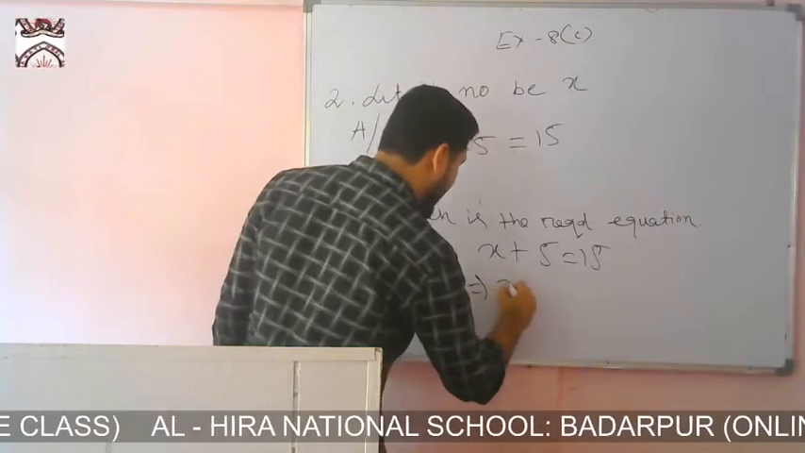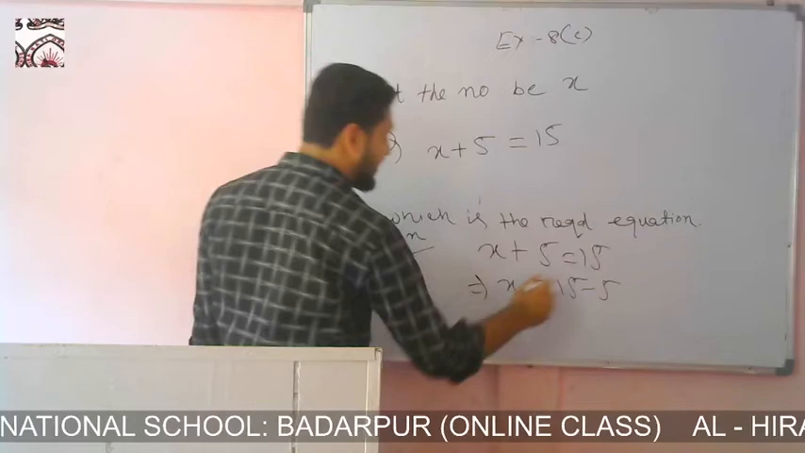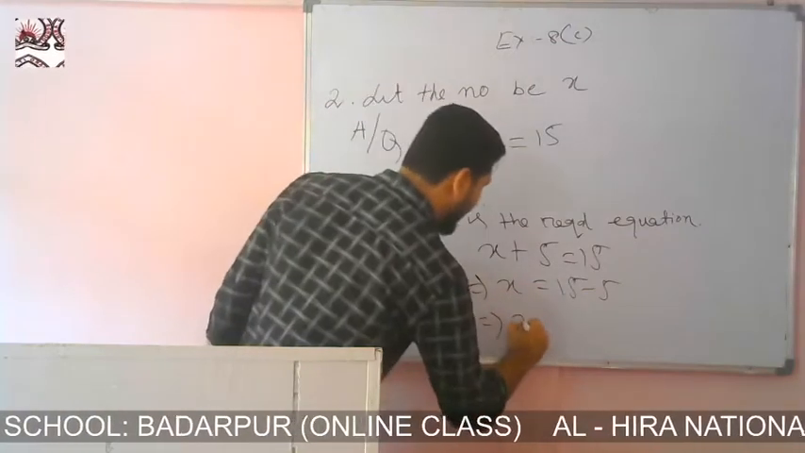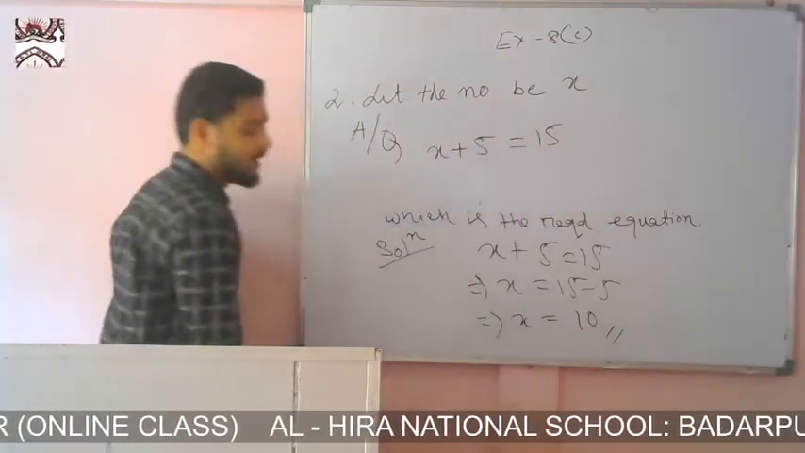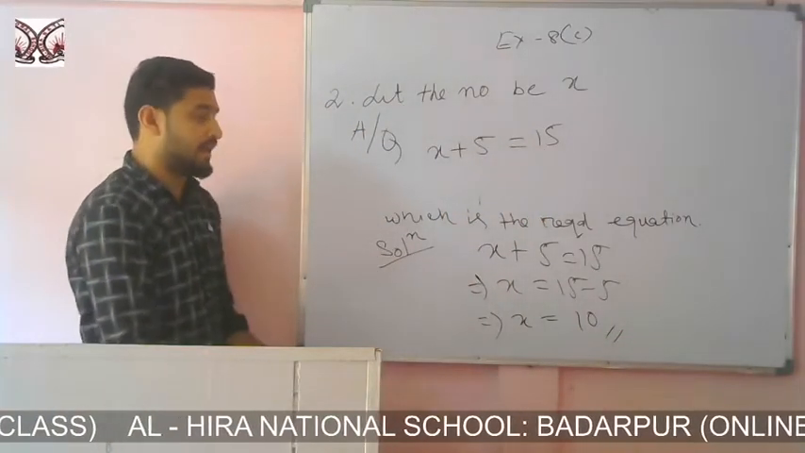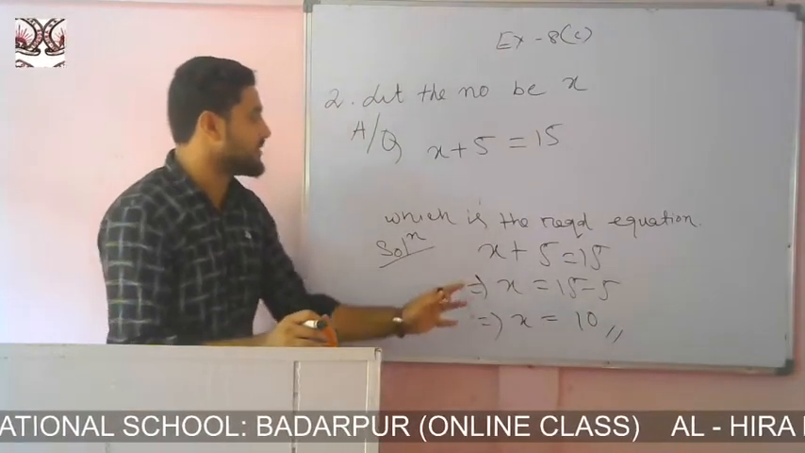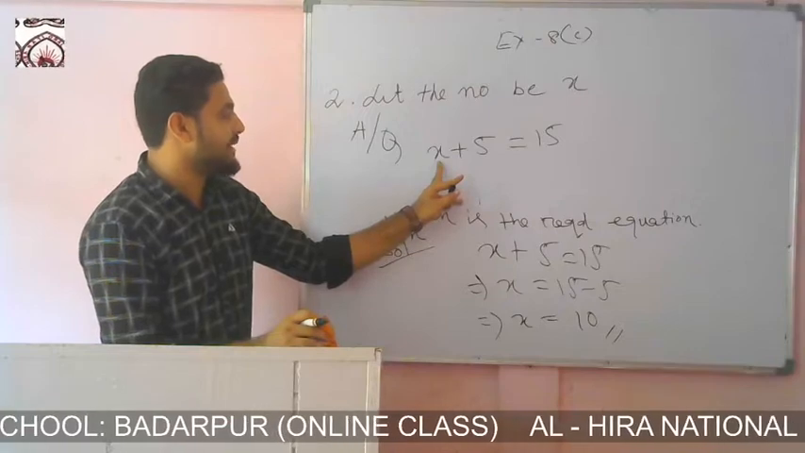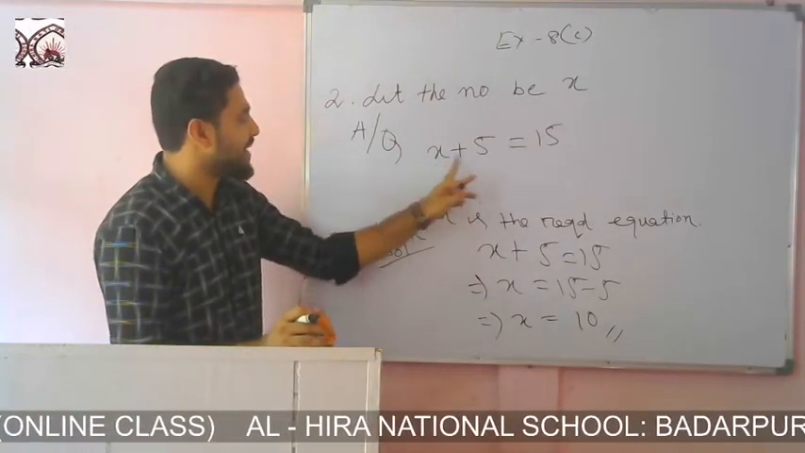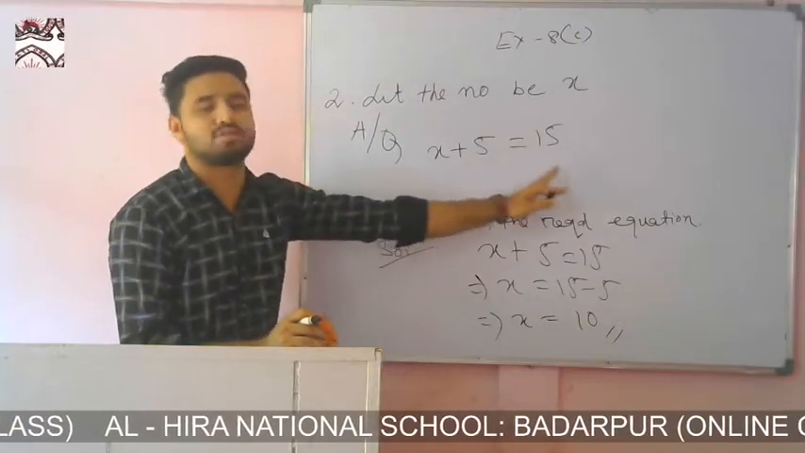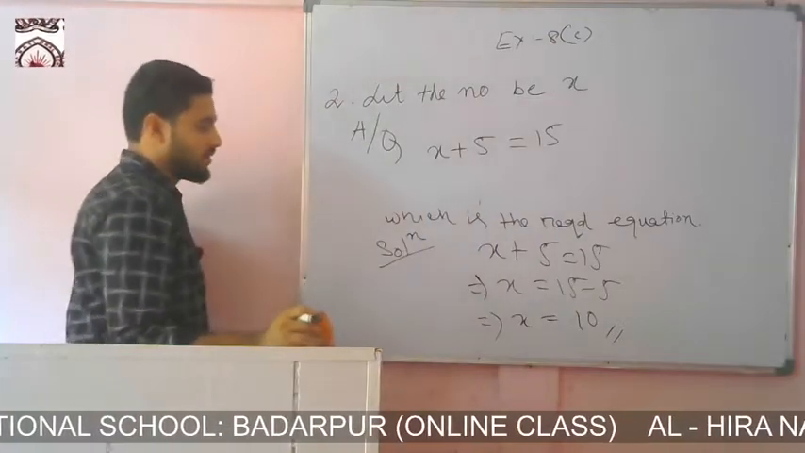Now I can find x. x equals 15 minus 5. Because here it is plus, if I transpose to the right side, it will become minus. Then 15 minus 5 equals 10. So that is the answer, the required unknown value. And also you can check: you put here the value of x, which we found, 10. Then 10 plus 5 equals 15. That means LHS equals RHS. So you can check also by putting the value of x.